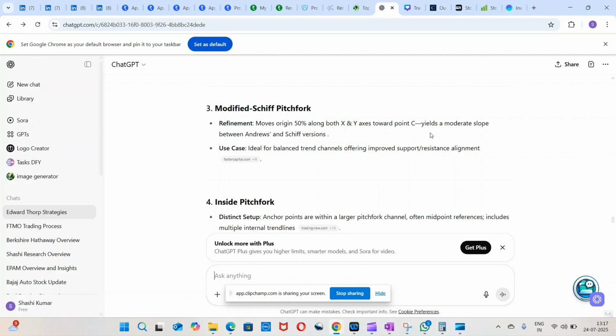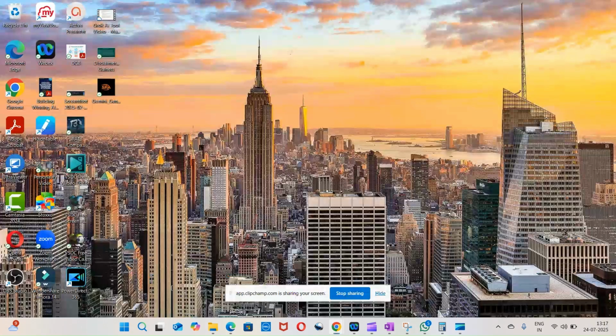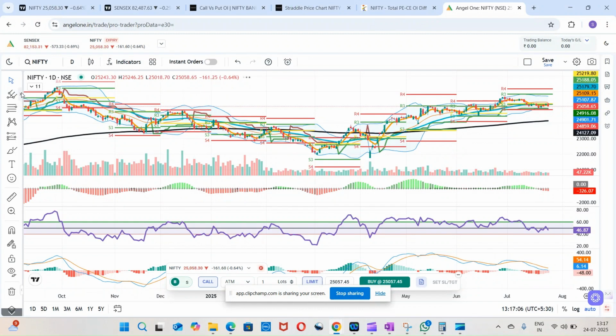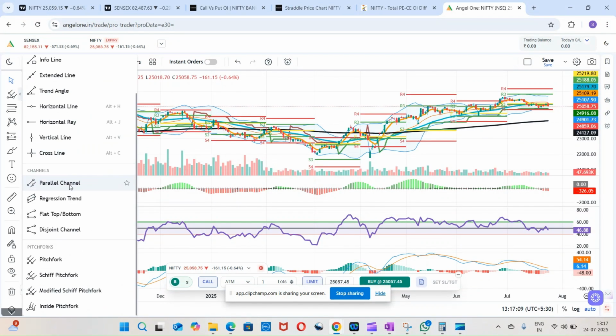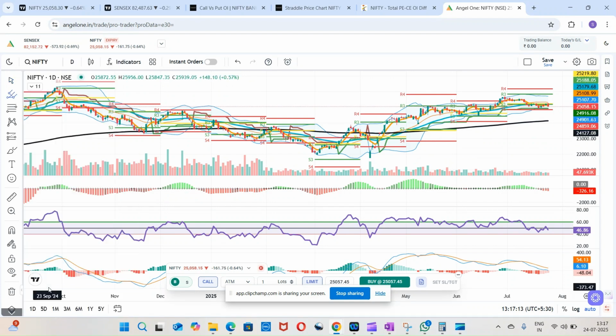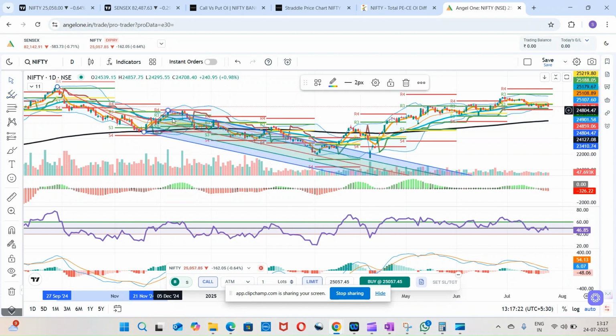So let's see how that helps. We went through pitchfork, Schiff pitchfork, and now this modified Schiff pitchfork. Okay, so this is A. This is A, right? A, B, and C, right? What we need to do is move this A along both the x-axis and the y-axis by 50%.